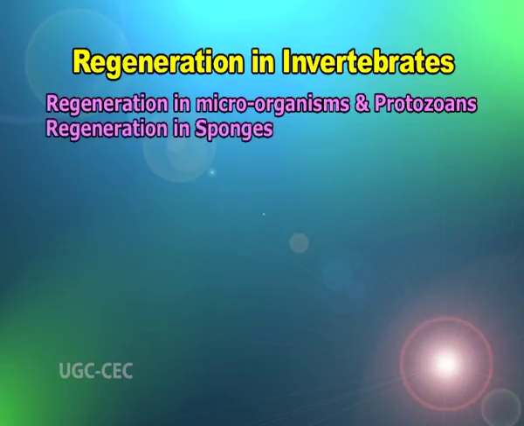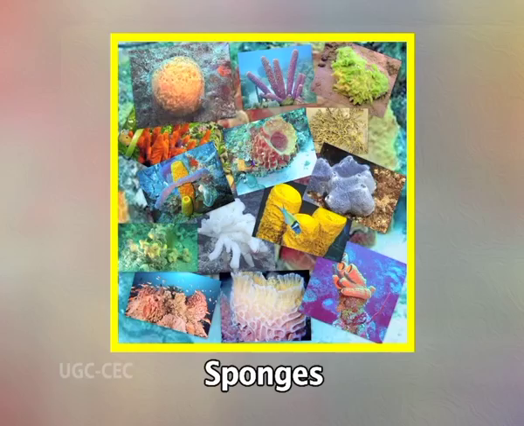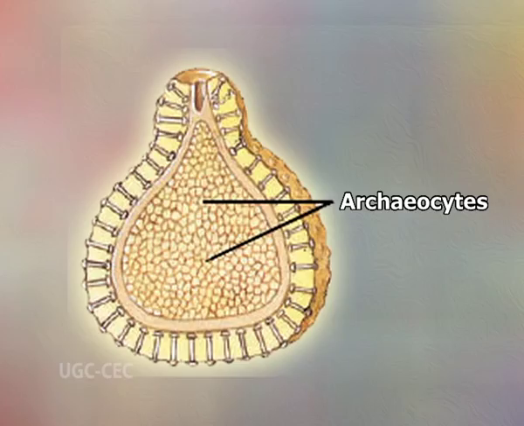Regeneration in sponges. The method of regeneration is relatively pronounced in sponges. Complete animal can be reconstituted even from only some undifferentiated archaeocytes.